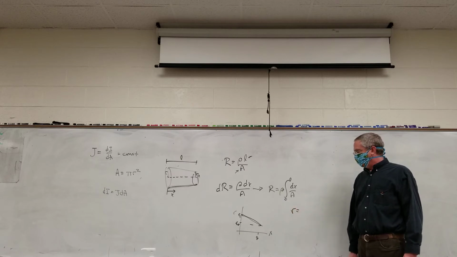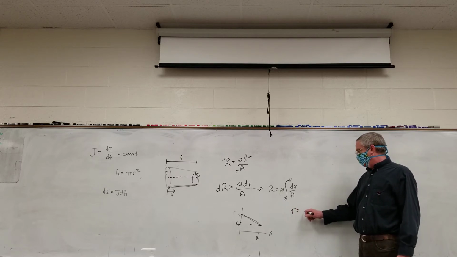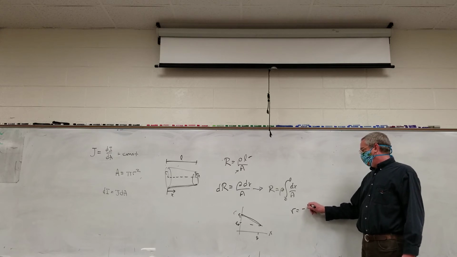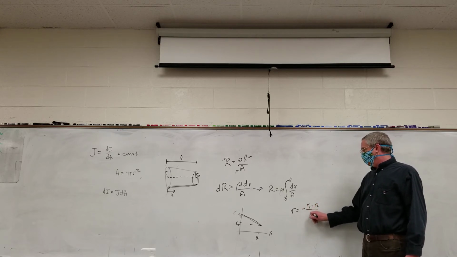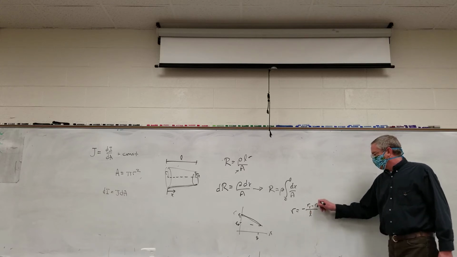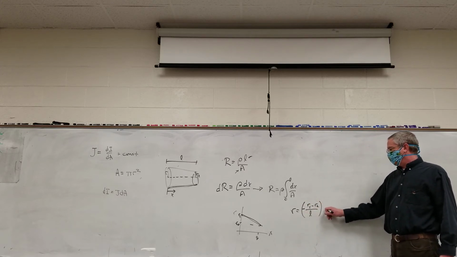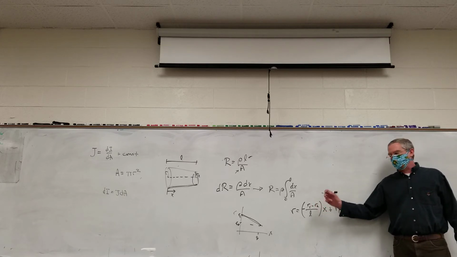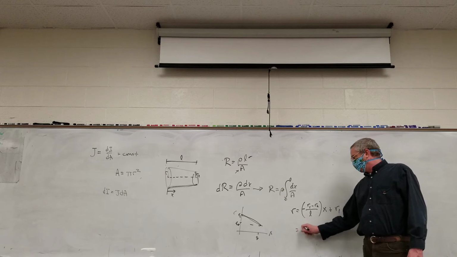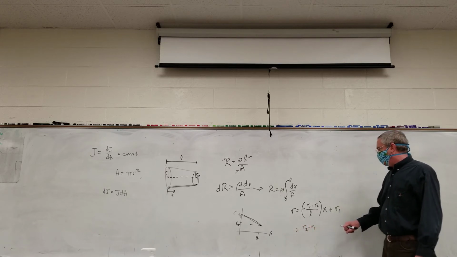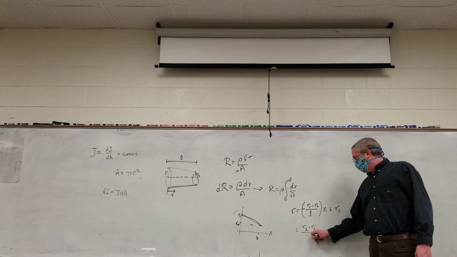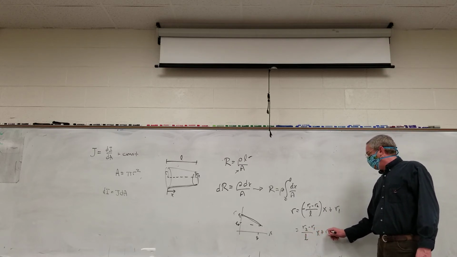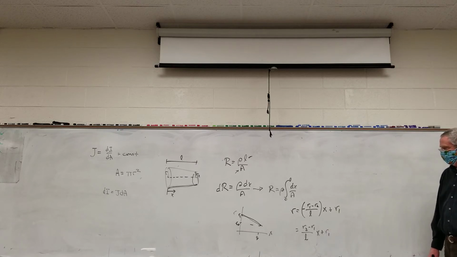So r is equal to slope, rise over run, negative R1 minus R2 over L, times my variable plus my intercept. We can distribute the minus sign, so this becomes R2 minus R1 over L times x plus R1. And now, plug and chug.